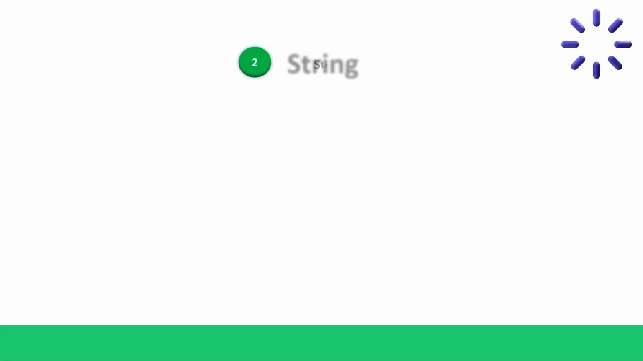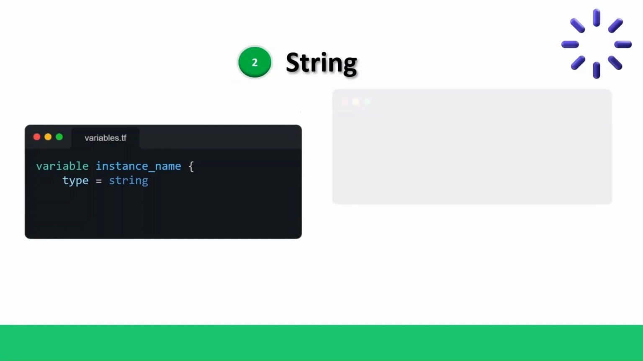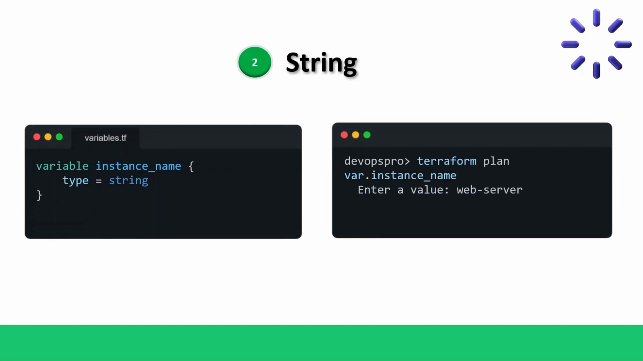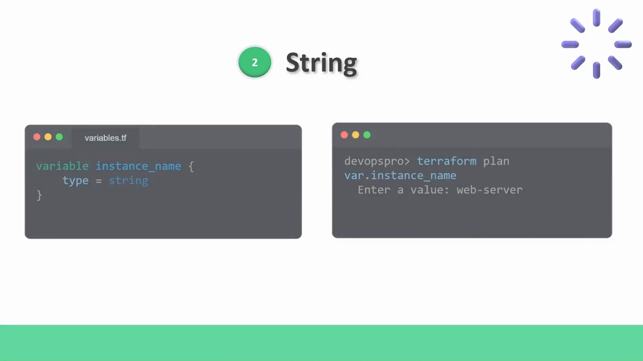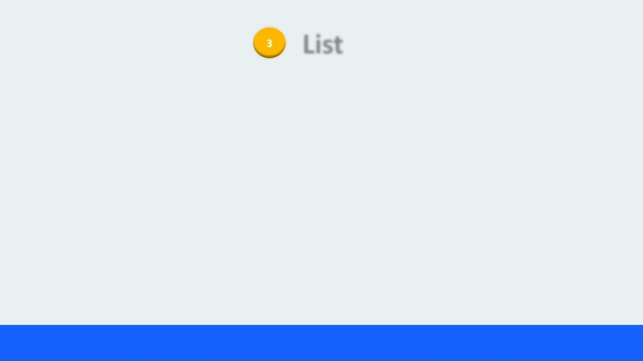The second data type is string. In the case of strings, we expect the user to provide a set of characters as input. It could be a name or even a lengthy paragraph. We use the string data type for all such scenarios.